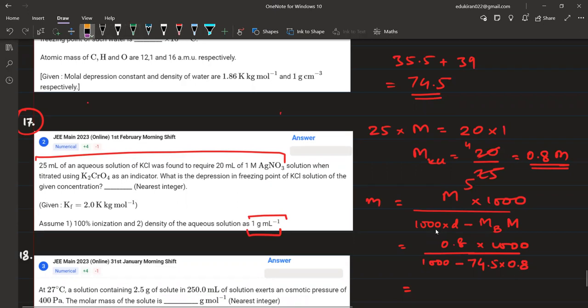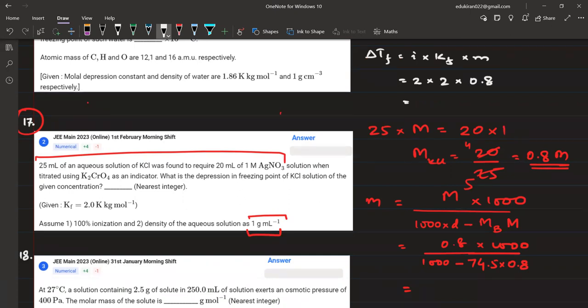So basically ab aapke paas kya bacha? Delta Tf is equal to i into Kf into m. i will be equal to 2 because KCl is a strong electrolyte. KCl is going to dissociate into two things. Into 2 into 0.8. Okay. So you will get 2 into 4 and 8, 4 is 3.2. Everything is right, right?